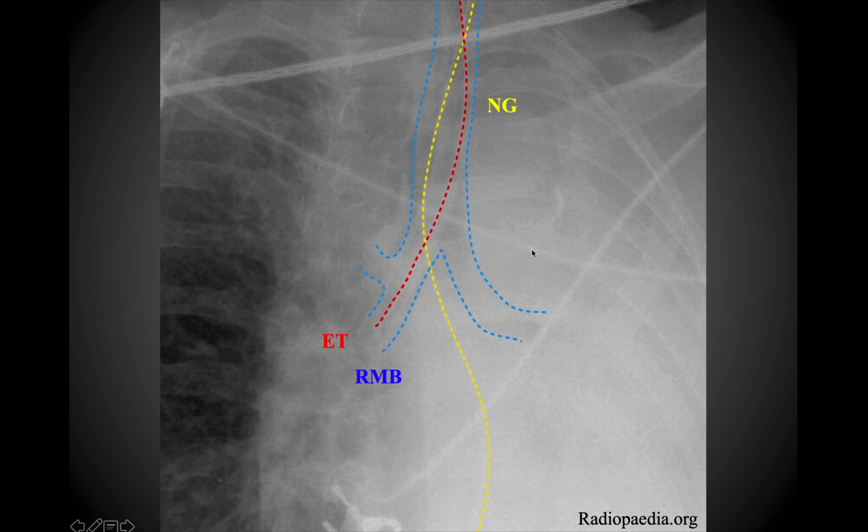So if we look a little bit closer, this is just showing you the outline here. So you can see the red dotted line represents the ET tube, the endotracheal tube. The yellow represents the NG tube, and then the blue outline here represents the trachea with the left main stem and the right main stem bronchi. And so what happened here was the ET tube, the endotracheal tube, was inserted too far. It went past the carina, so this is the carina right here, and ended up in the right main stem bronchus. And so as a result, the patient's right lung was being ventilated, but the left lung was not.